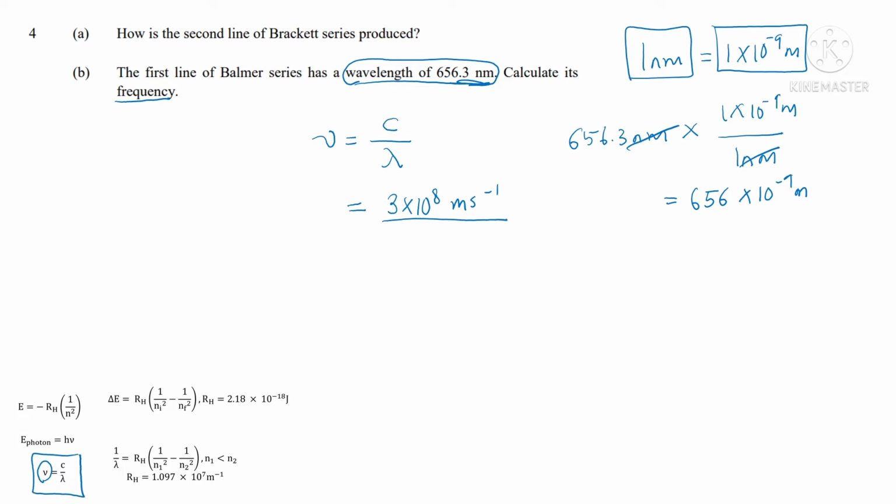Then we can substitute into the formula to give us the frequency of the photon emitted as 4.573 times 10 to the power of 14 per second.